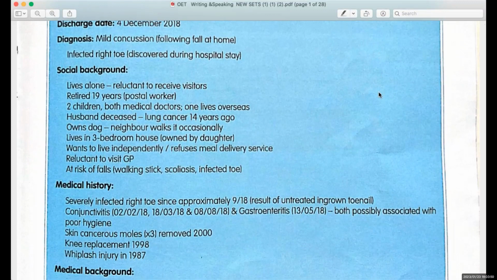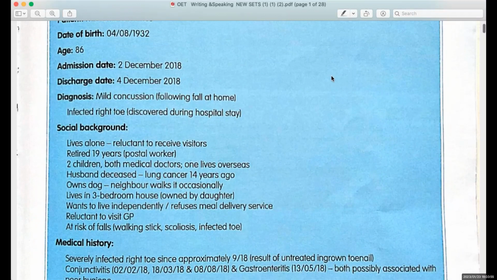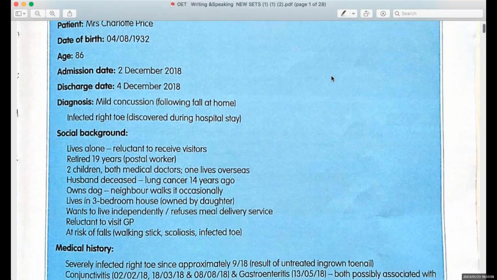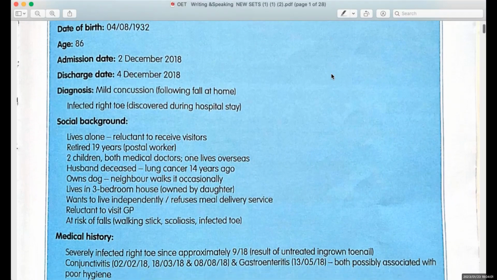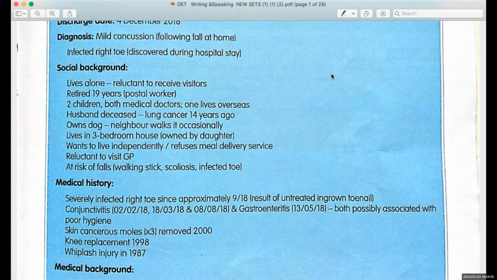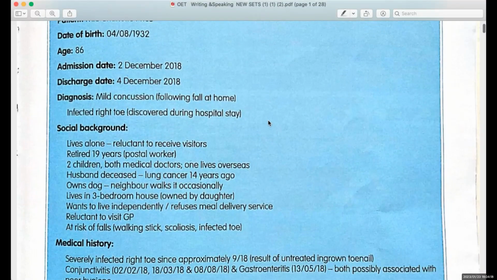Then check this out. Then we have a social background of the patient. You must be noticing we have different sections written in bold: patient and date of birth, age, admission date, discharge date, diagnosis, social background, medical history. I'll tell you how to manipulate all this, but for now, let's just read it and try to understand more. Look at the first one here. Lives alone, reluctant to receive visitors. Yeah, not a very social person. Yeah, our Mrs. Charlotte Price.